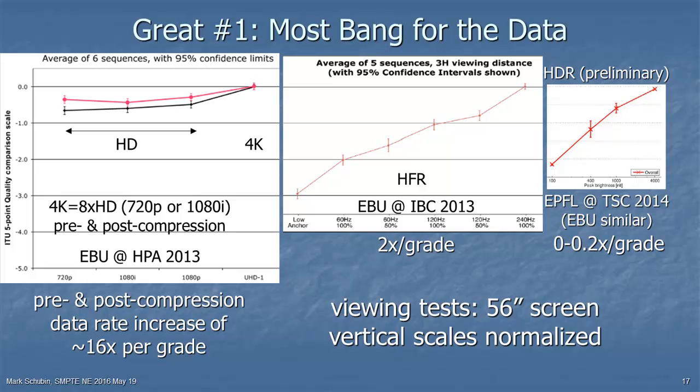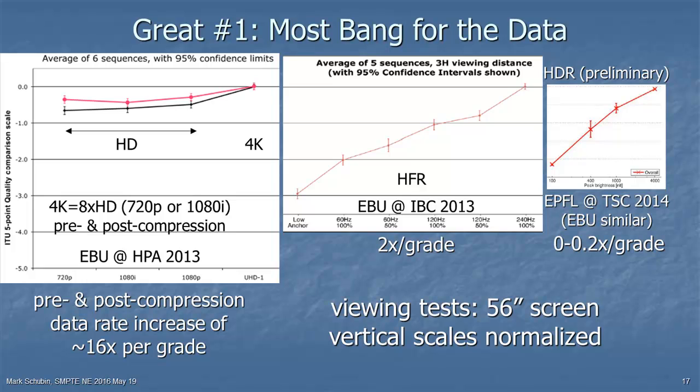If you sit really close to the set, it's about a half a grade of improvement. If you sit at normal viewing distances, about a third of a grade of improvement. If you go to higher frame rate, you get a much greater improvement. Going from 60 to 120 is a full grade, from 120 to 240, another full grade of improvement. But doing that, every time you double the frame rate, you're doubling the amount of data that you have to deal with.